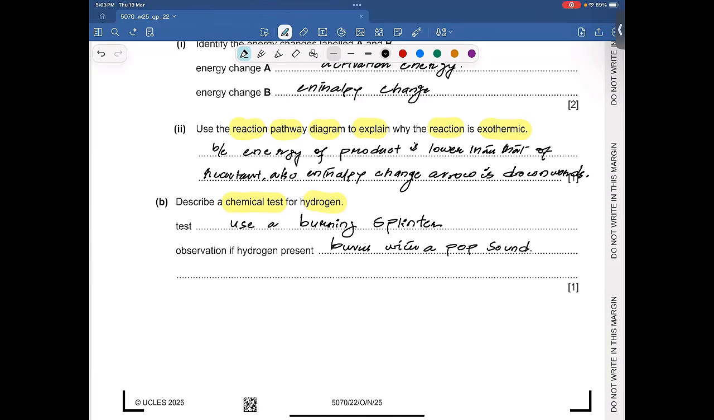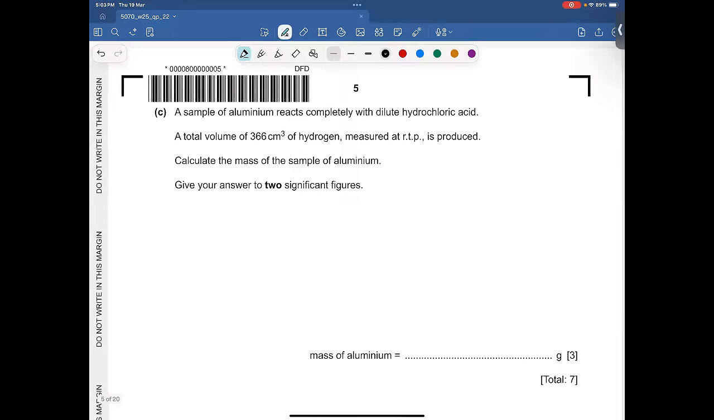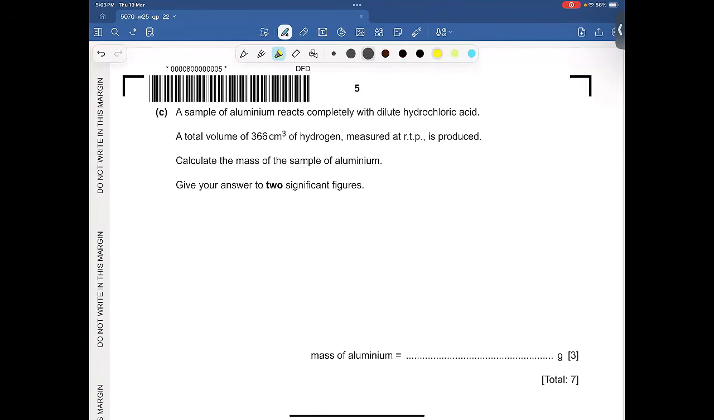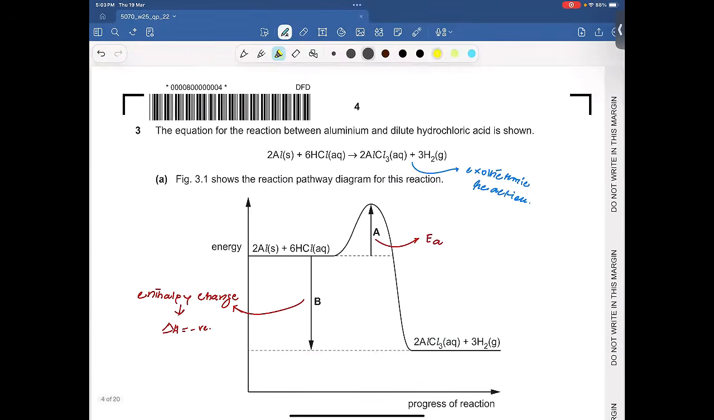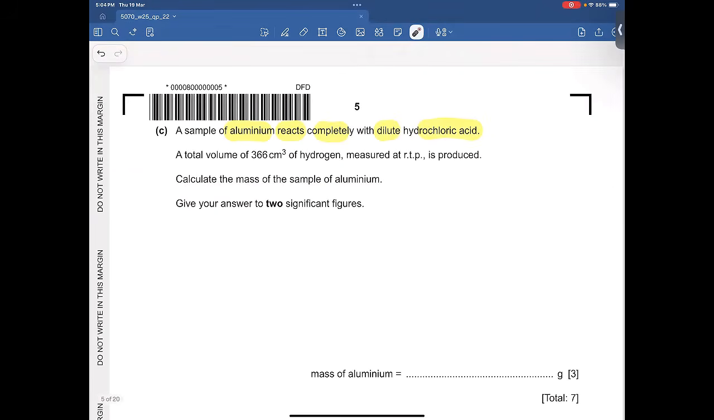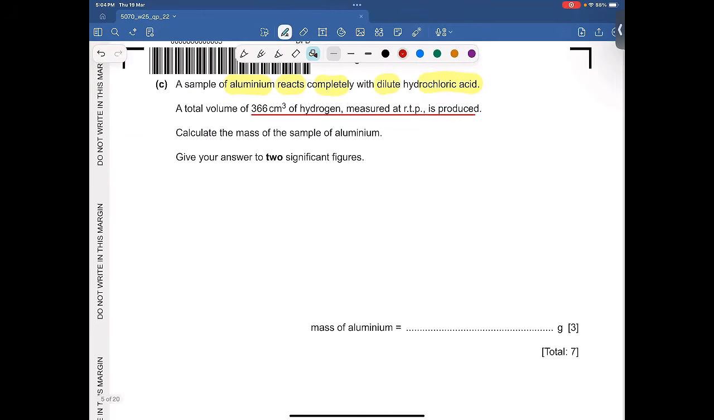Okay. Let's move on to the next part of the question. A sample of aluminum reacts completely with dilute hydrochloric acid. This equation is already given, so I'm going to use this equation for the calculation. A total volume of 366 cm cubed of hydrogen measured at RTP is produced. That indicates that I'm going to calculate the number of moles of hydrogen in the first place. So that's my first step.